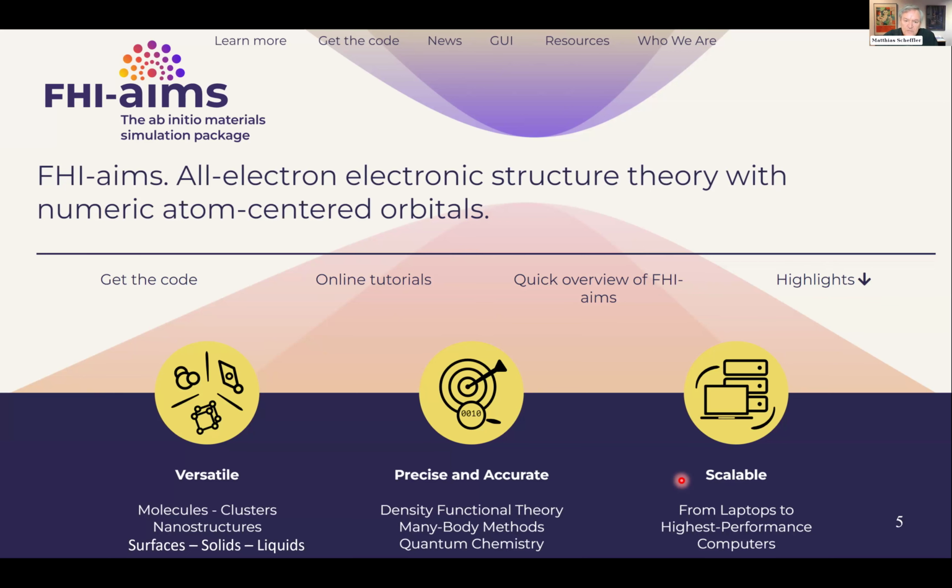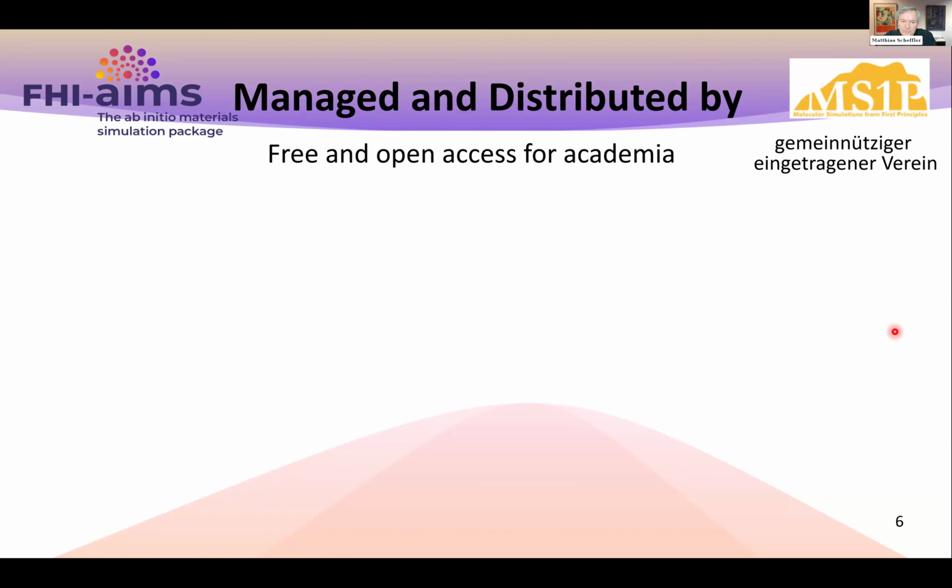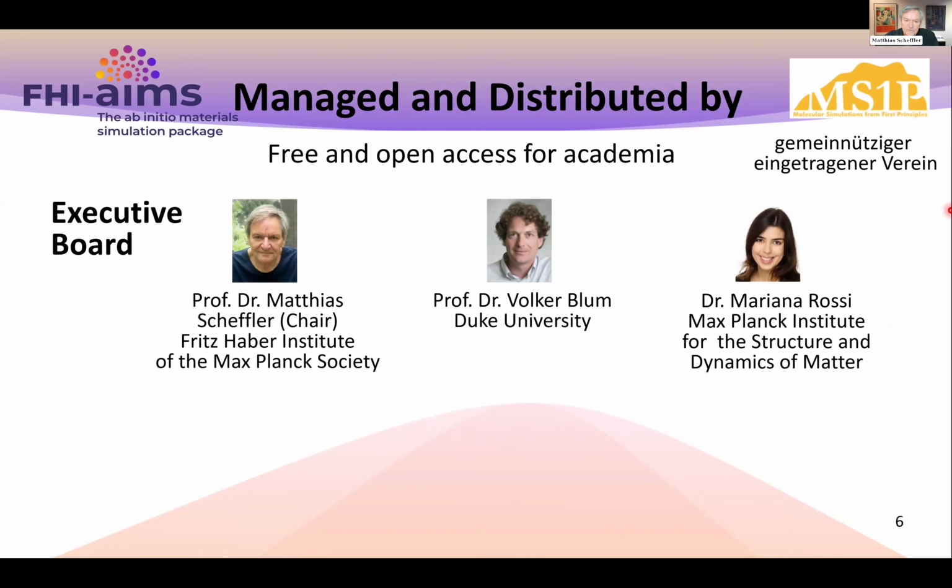The software is owned by the non-profit association MS1P, and this association was established under German law, and therefore it reads eingetragener gemeinnütziger Verein, which may be translated as non-profit and charity association. The association is led by an executive board, and here you see me, the chair, Volker Blum and Mariana Rossi. The workload of these three people is significant, but it is 100% voluntary. So these three people do not get a penny for their work. All income that MS1P receives goes back into maintenance and developments of the software of the FHI-aims project.